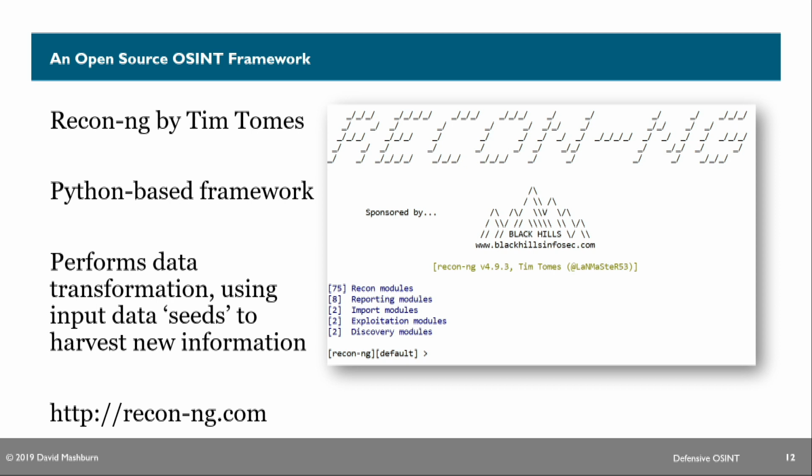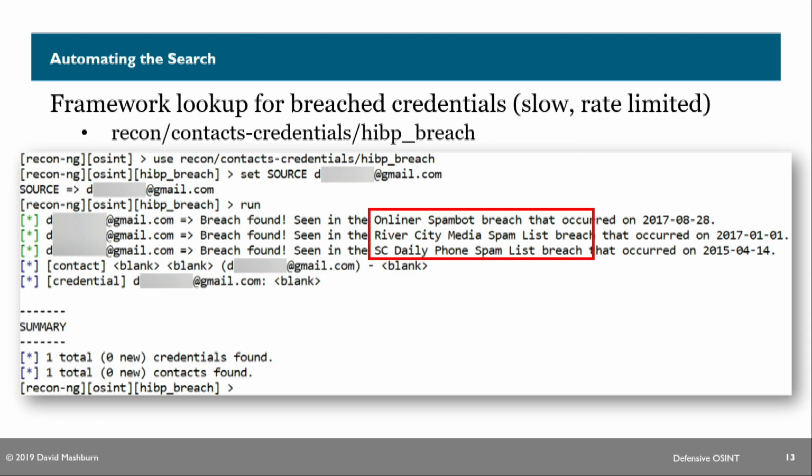And it basically works off this concept of data transformation. We feed it a seed value, and from that seed value, it goes and pivots into other types of information. In this case, we feed it an email account. Once it has the email account, it can run and tell us, hey, by the way, does this appear anywhere else in this breach data? Helpful.